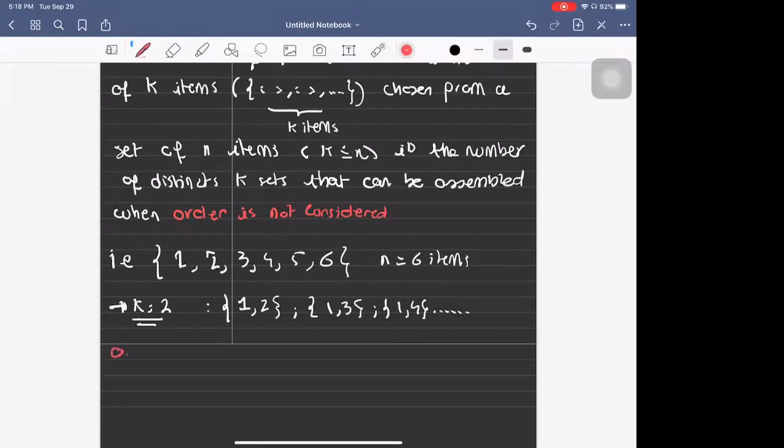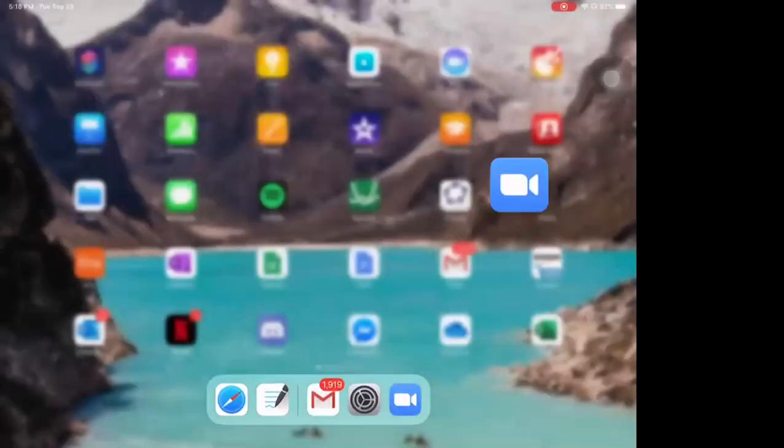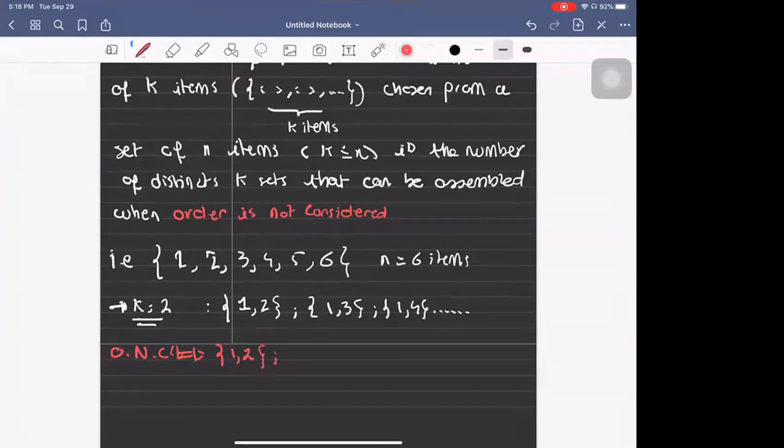Now, order not considered is equivalent to saying that 1, 2, for example, is actually the same as 2, 1. So when I take k equals 2 items, I can choose 1, 2, 1, 3, 1, 4. But I can also choose 4, 1, 4, 2, 4, 3. But notice that when we're dealing with combinations, 1, 4 and 4, 1 are considered exactly the same. So you would count that as one combination. All right. Does everybody understand the logic behind that?